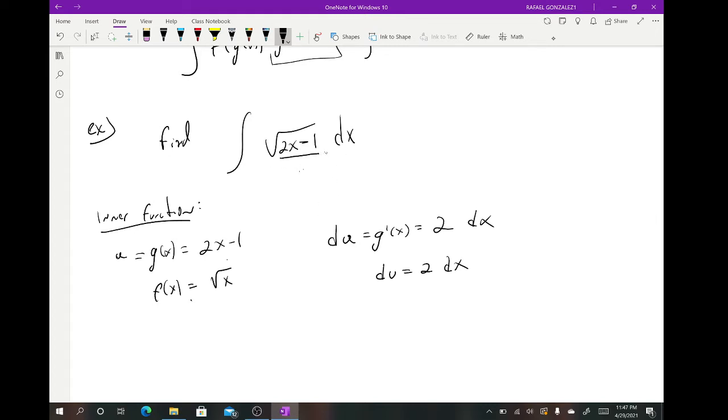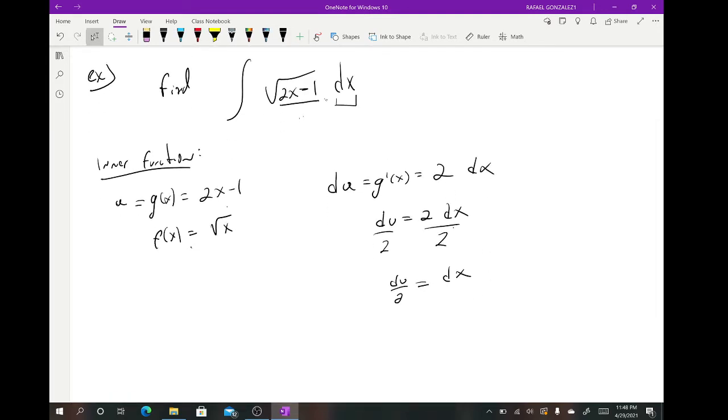So much like we do with the change of variables, I'm going to introduce it in there. But how am I going to introduce it? I'm going to solve for dx. So what I'm going to do here to solve for dx, because I'm going to substitute this dx in, I'm going to divide by 2 on both sides. So I have that du over 2 is equal to dx, and I have my complete substitution. So this is going to take care of that constant that's missing, because now I have the 1/2 that I need.